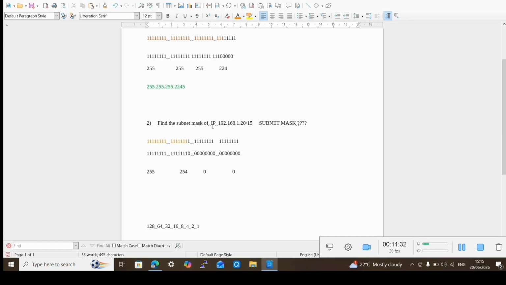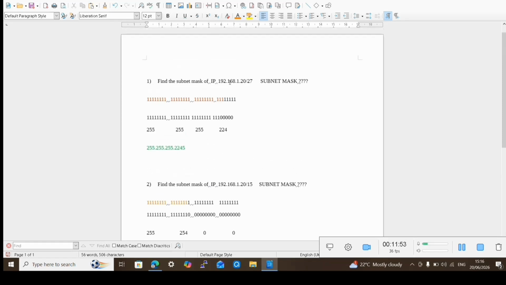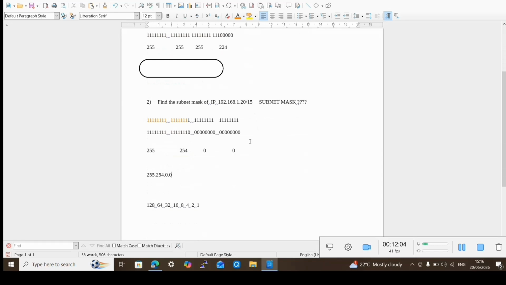Now the subnet mask for this IP address here, if you use /15 for it, the subnet mask will be 255.254.0.0. So you can see that we use the same IP address, but we got different subnet mask because of the CIDR notations. This one is /27 and this one is /15.